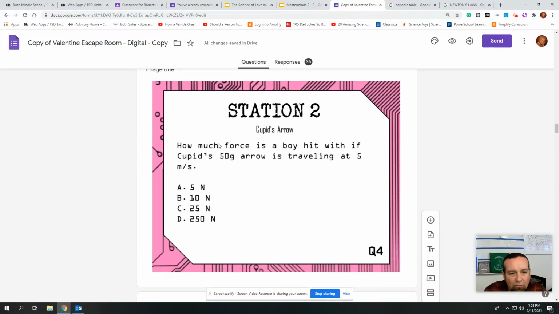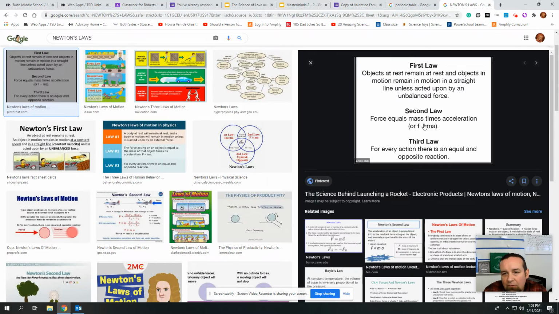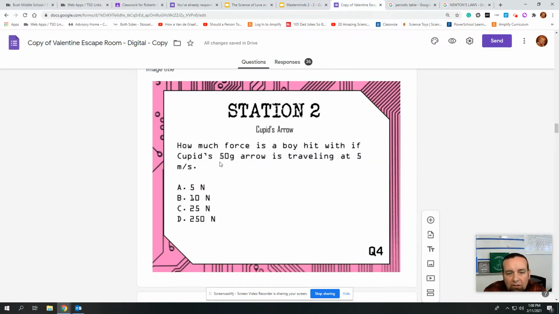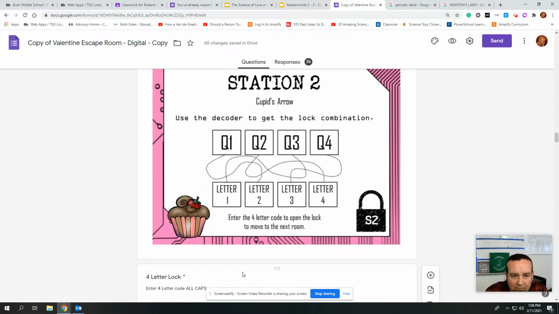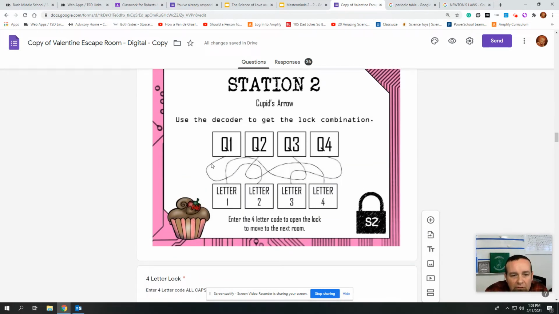For question 4, we actually had to use Newton's second law. Force equals mass times acceleration. So if we go to here, we would see his arrow weighs 50 grams and it has an acceleration of 5 meters per second. So we would multiply those two together and our answer would be B, 250 newtons.